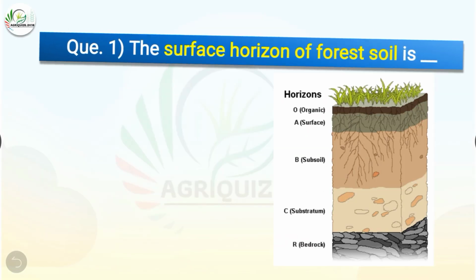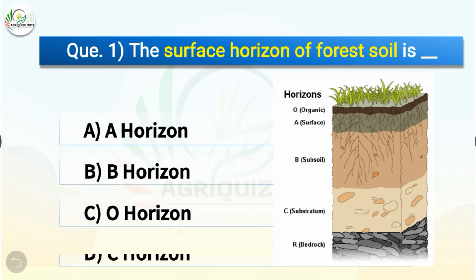Question number 1. The surface horizon of forest soil is dash. The options are A horizon, B horizon, O horizon or C horizon. The correct answer is option C, O horizon. So the surface horizon of forest soil is O horizon.